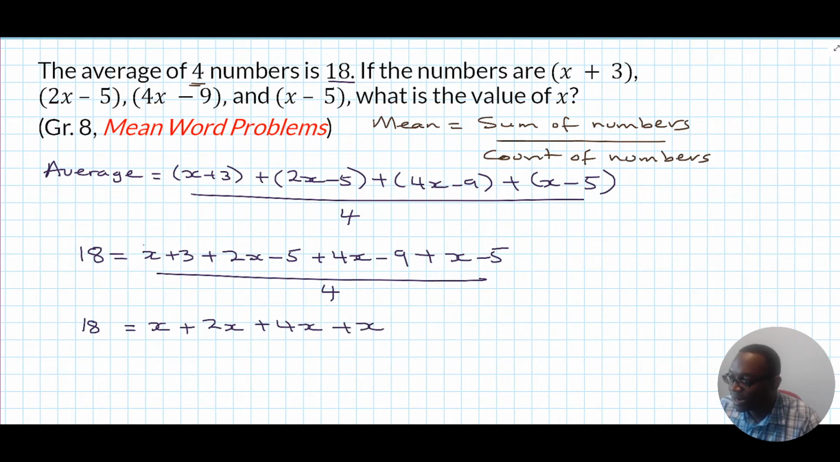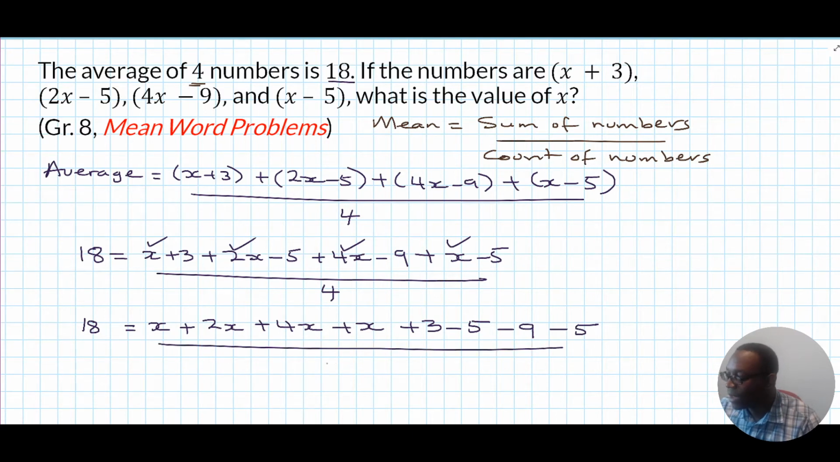So what I've done here is I've picked out these ones right here. So we have this, and then we now bring the numbers together. So we say plus 3 minus 5 minus 9 minus 5. And we're going to divide this by 4. I hope this is making sense so far.